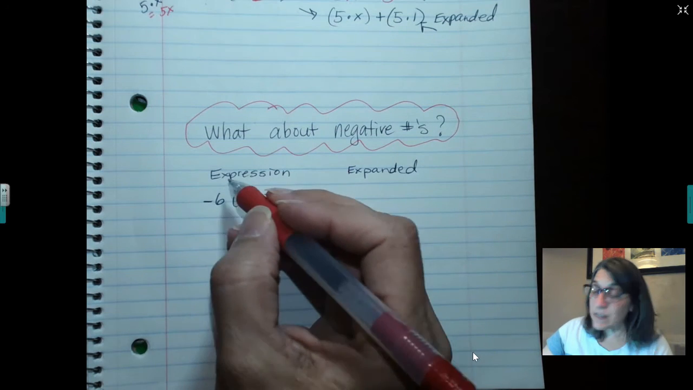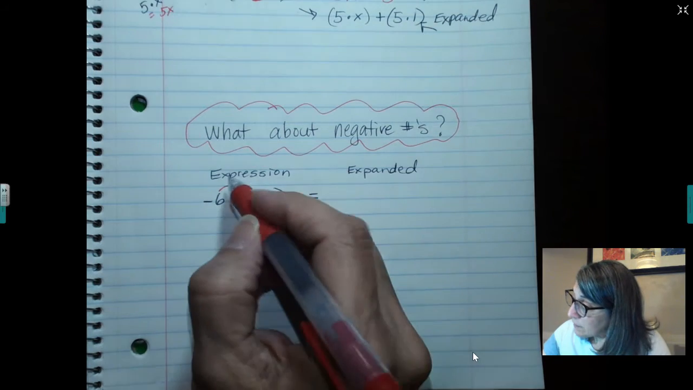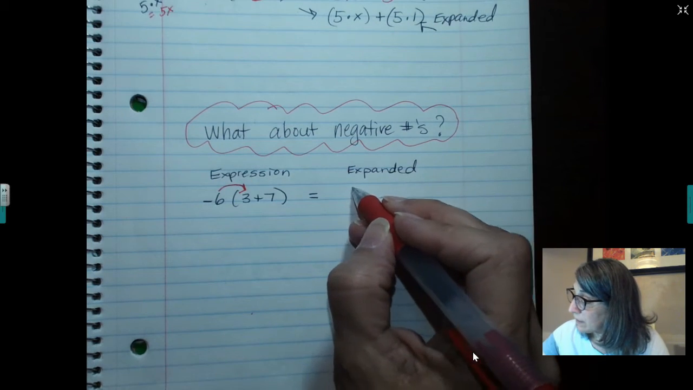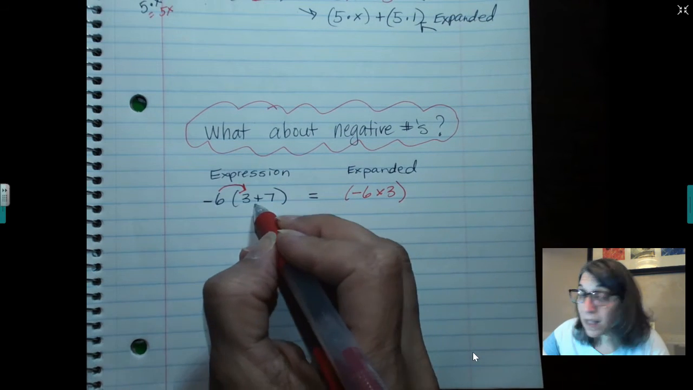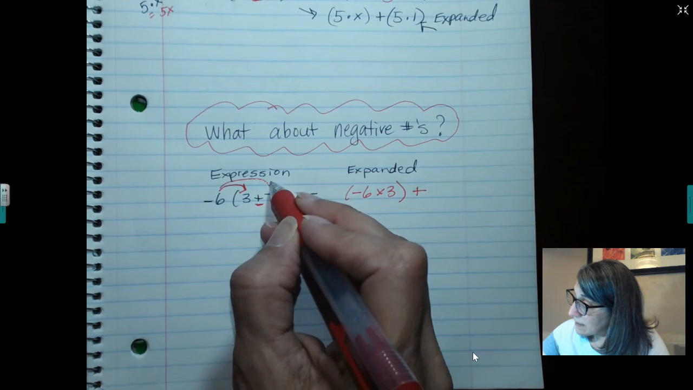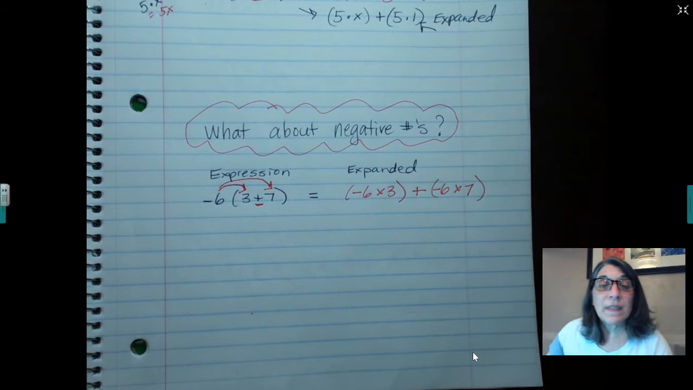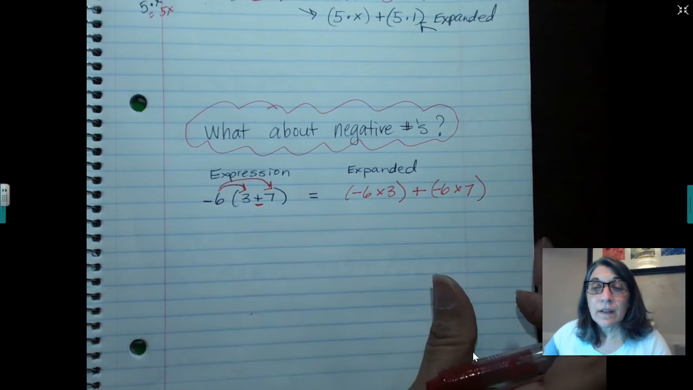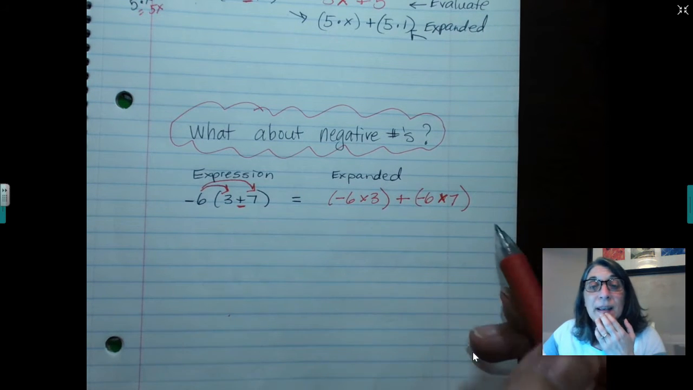I'm going to take negative 6 and multiply it by positive 3. And then I'm going to take, well, I'll go ahead and do that over here. Negative 6 times a positive 3 plus negative 6 times the 7. So you take that negative with it. It goes with the 6 because it's part of it. Okay, so this is expanded form.